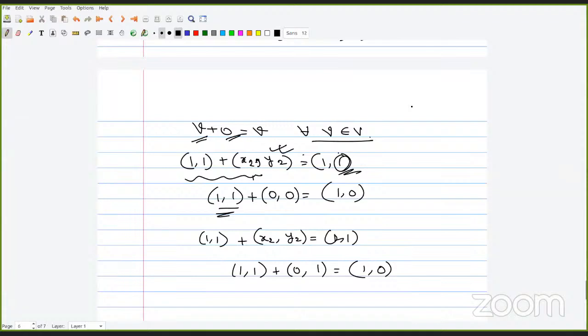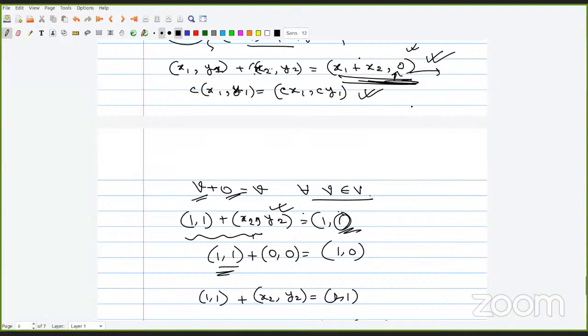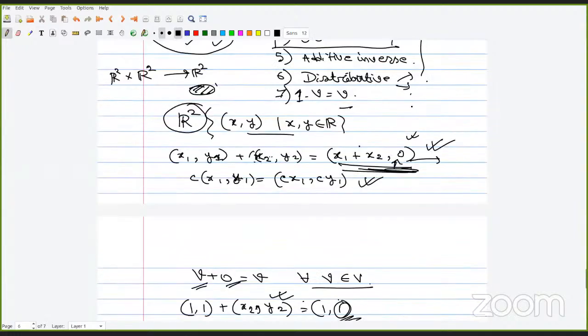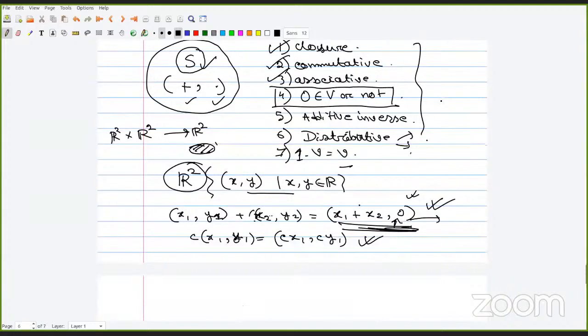So you mean to say that the 0 vector does not necessarily mean 0, 0? Yes, that depends on the addition. For usual coordinate-wise addition and usual scalar multiplication, the 0 vector is 0, 0. But here I have changed the addition. I have defined the addition in some other way, which is closed under addition, commutative, associative.